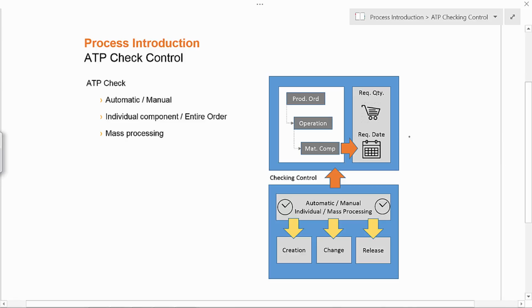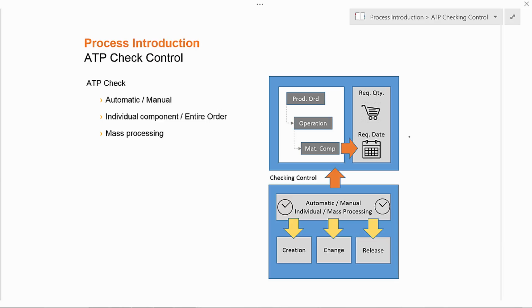In this lesson, I will introduce you to the customizing options available in SAP for availability check. There are different customizing objects which can control different things. One of the objects is the ATP checking control. This customizing object will control at which stage of the production order the ATP will be carried out and how. You can have various ways to perform the ATP check.